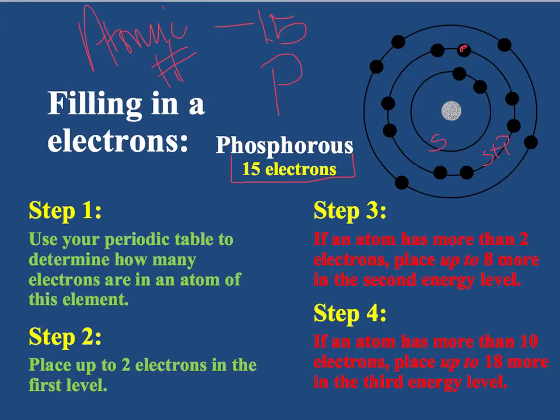We need to do another energy level. So our next energy level is S plus P plus D. This one can hold up to 18. We have 5 left, so we put all 5 in here. 1, 2, 3, 4, 5. And that's what an atom of phosphorus would look like if we drew it.